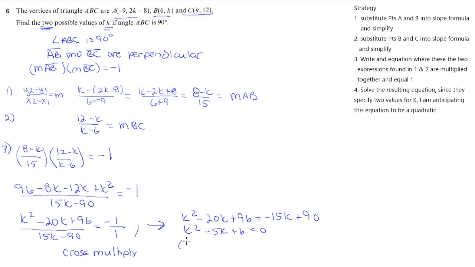And when I factor this to solve it, I find that k minus 3 times k minus 2 equals 0. And that means the two possible values of k are going to be 3 or 2. And that takes care of this problem.